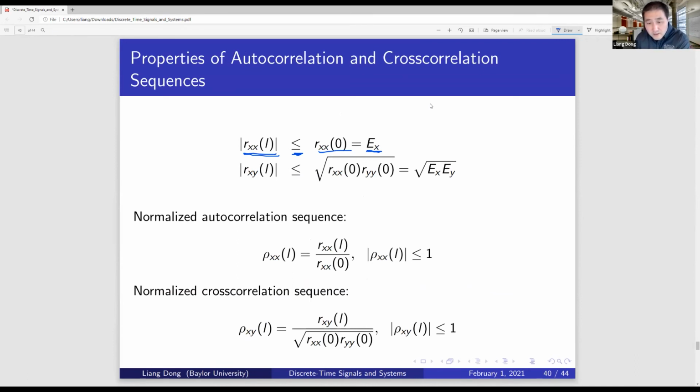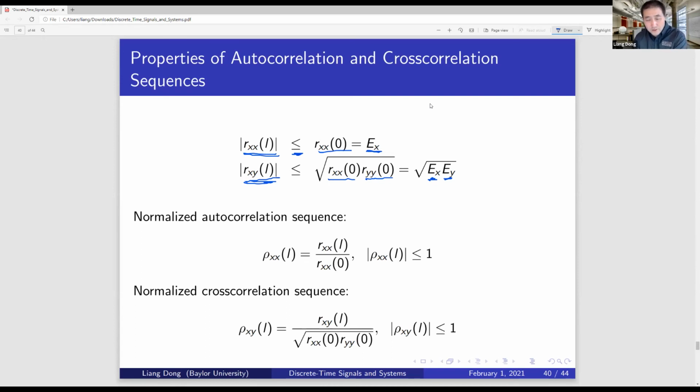The same thing is true for cross correlation. Actually, we can prove it that way; you can just multiply by this one and prove it easily. The cross correlation will always be smaller than or equal to the square root of R_XX(0) times R_YY(0), which is the square root of the energy of the first signal times the energy of the second signal. The cross correlation will always be smaller than that.